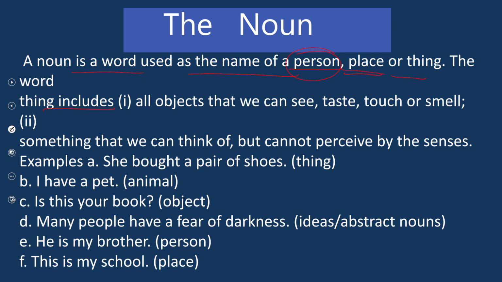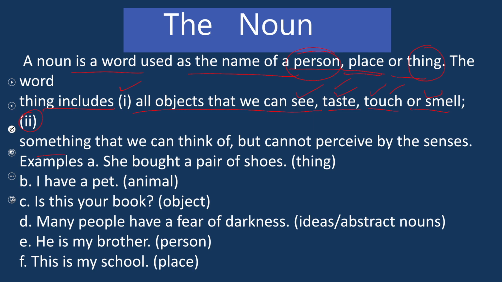And what do you mean by thing? How can we define a thing? A thing can be, number one, all the objects that we can see, taste, touch, or smell. Now, it means that everything that is related to our 5 senses, sense of seeing, sense of touching, sense of tasting, or smelling, and also feeling. That includes your abstract nouns.